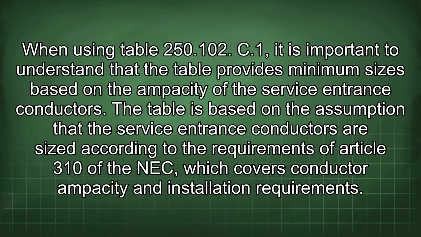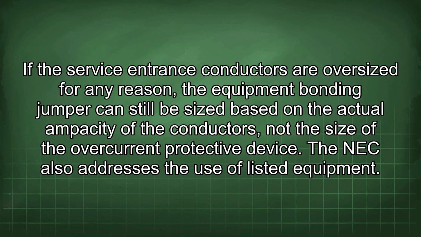When using Table 250.102(C)(1), it is important to understand that the table provides minimum sizes based on the ampacity of the service entrance conductors. The table is based on the assumption that the service entrance conductors are sized according to the requirements of Article 310 of the NEC, which covers conductor ampacity and installation requirements. If the service entrance conductors are oversized for any reason, the equipment bonding jumper can still be sized based on the actual ampacity of the conductors, not the size of the overcurrent protective device.